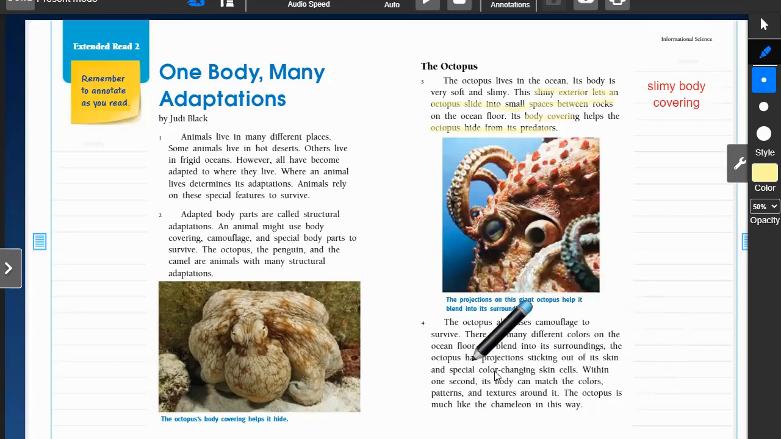In paragraph 4, we learned about another thing that helps the octopus survive, and that is its ability to camouflage. And it says that in the first sentence, the octopus uses camouflage to survive. So since it uses camouflage to survive, I know that it is an adaptation. Now, how does it use camouflage? Well, it says right here, to blend into its surroundings, the octopus has projections sticking out of its skin and special color changing skin cells.